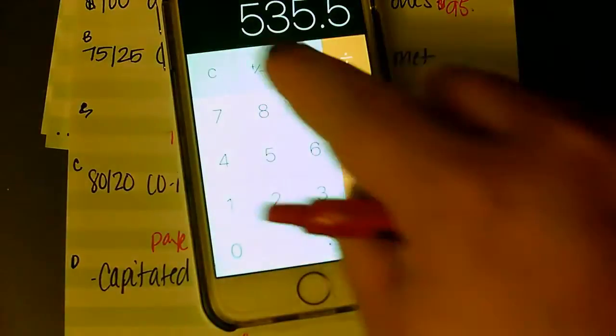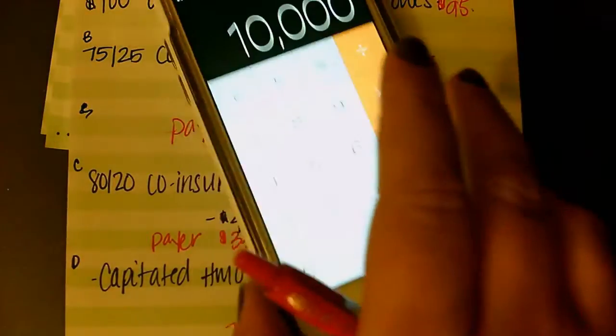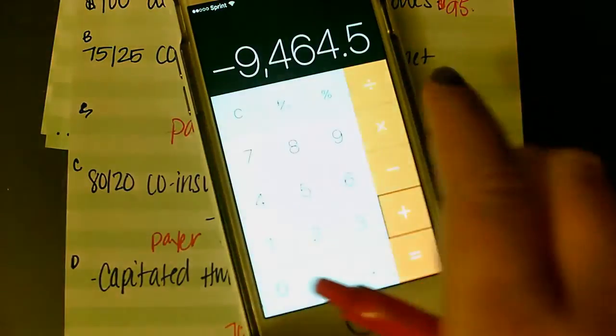Find my calculator. $1,000, not 10. Jeez.